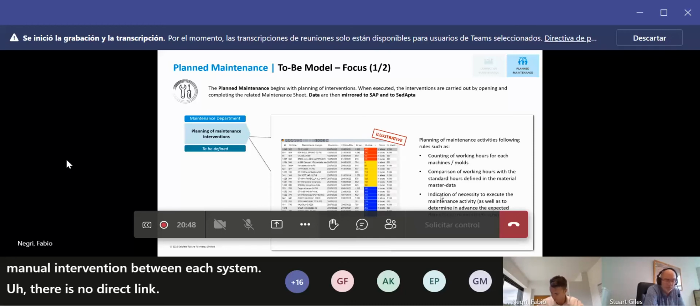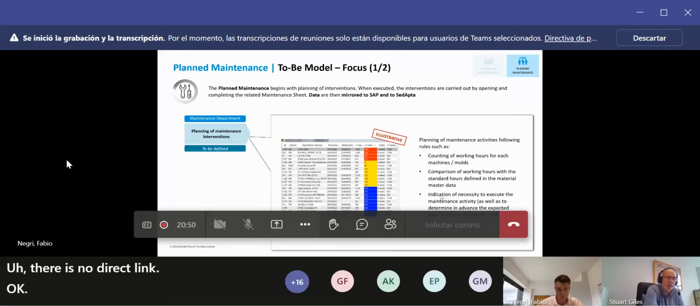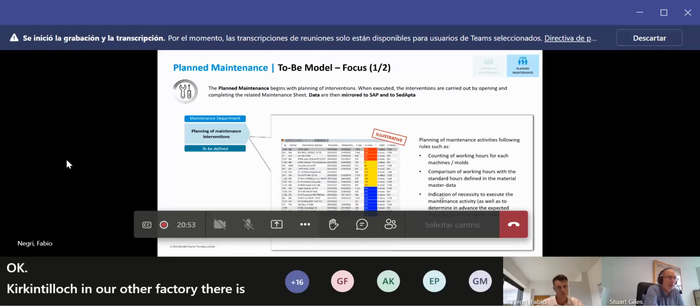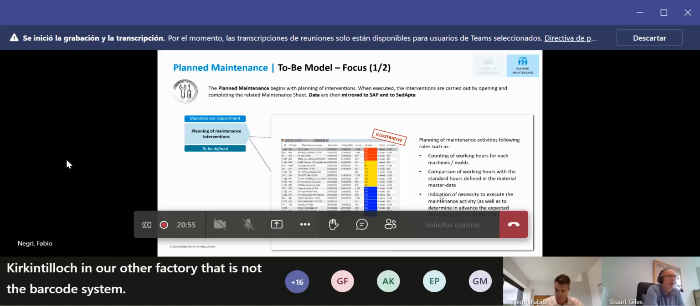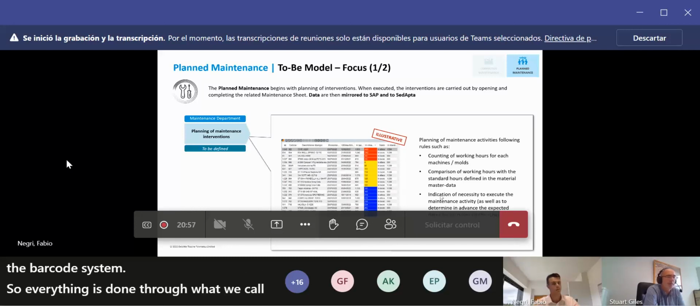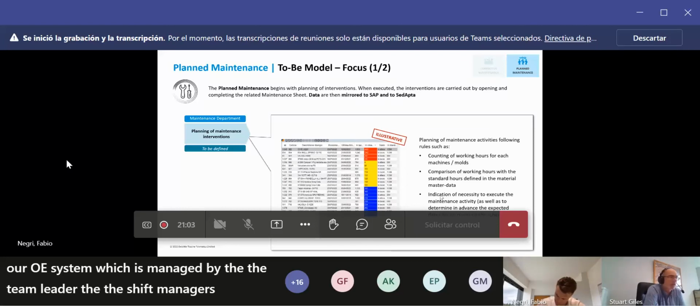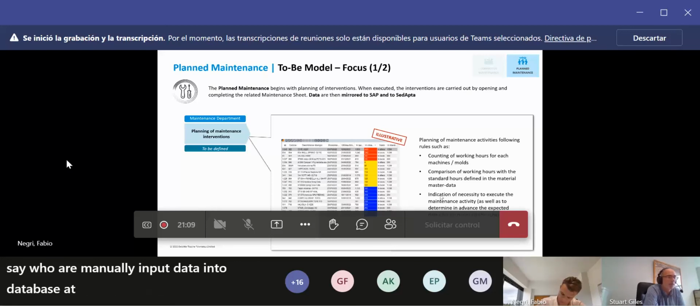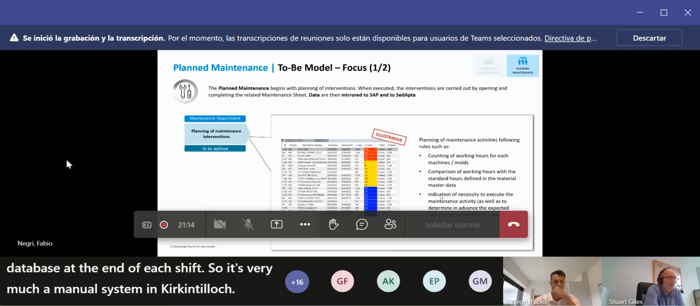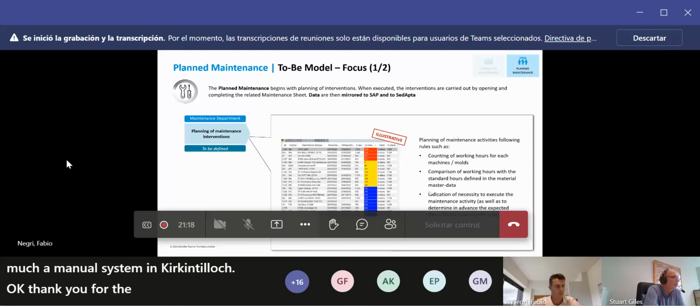In Kirkintilloch, in our other factory, that is not the Barco system. So everything is done through what we call our OEE system, which is managed by the team leaders, the shift managers, I should say, who manually input data into a database at the end of each shift. So it's very much a manual system in Kirkintilloch. Okay, thank you for the explanation.